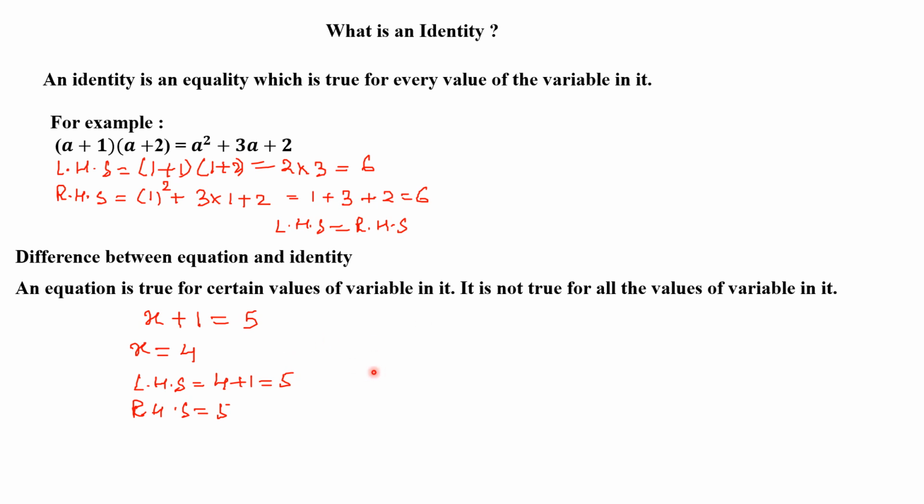So I hope it is now clear to everyone what the difference between an equation and an identity is. Again I am repeating, an identity is an equality which is true for every value of the variable in it, whereas an equation is true for only certain values of the variable. Okay. So next we will see what the standard identities are.